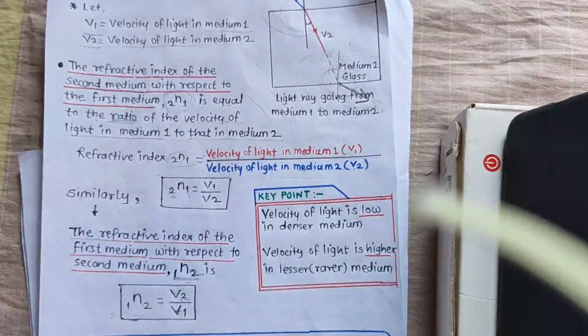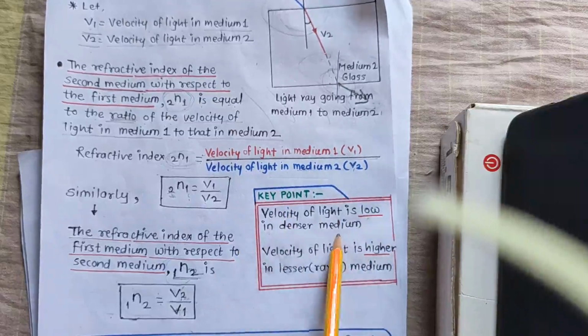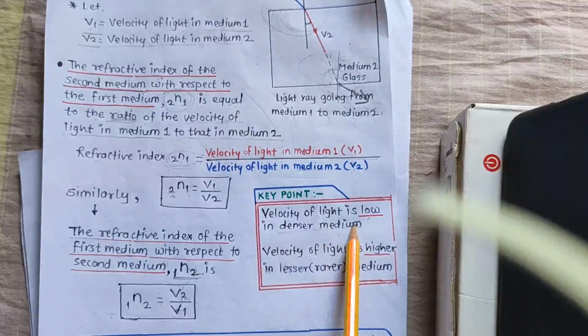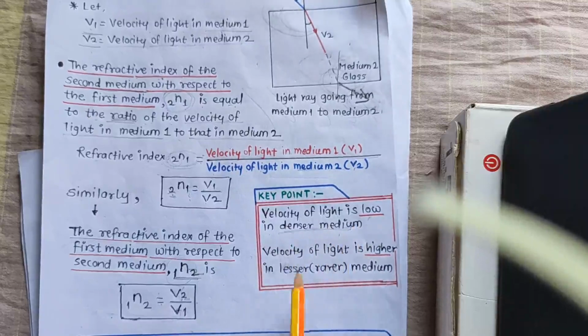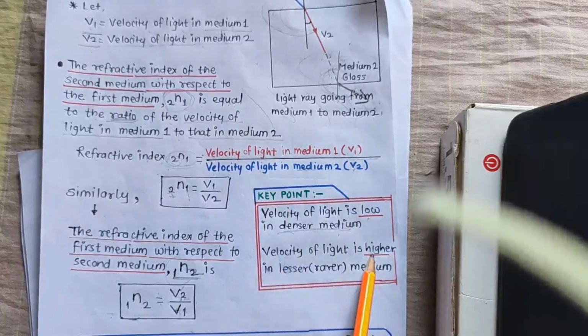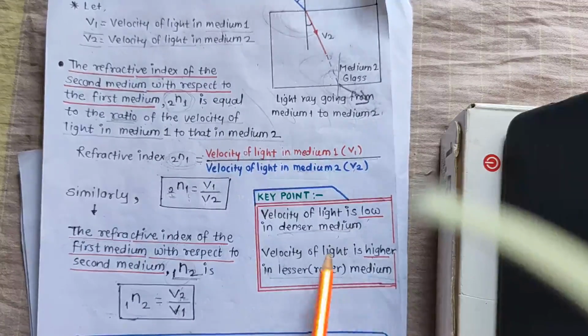Fine, hope you understood. And keep in mind the key points: the velocity of light is low in a denser medium. It is hardly possible for light to pass through a denser medium; light struggles a lot while going through it. And the velocity of light is higher, meaning more, in the lesser or rarer medium. In a rarer medium light does not have to struggle much, that's why its velocity is higher.